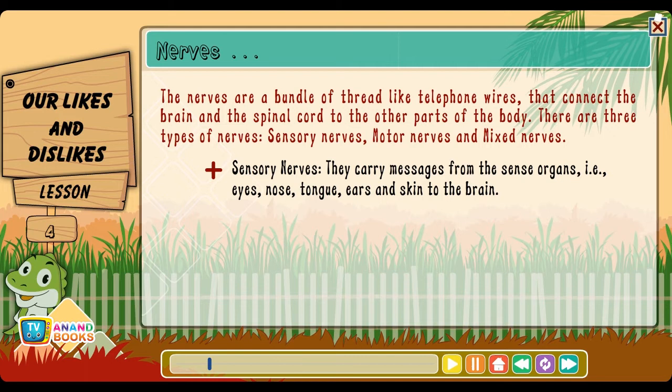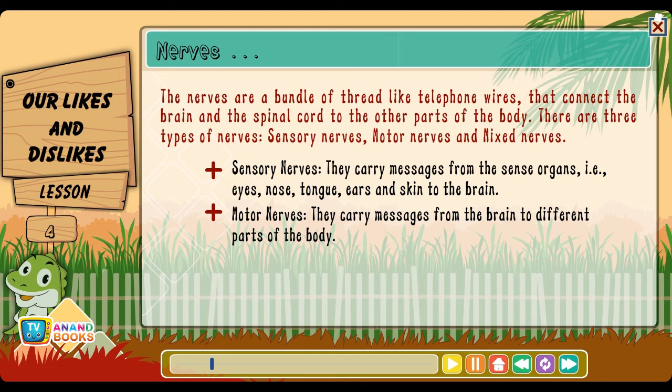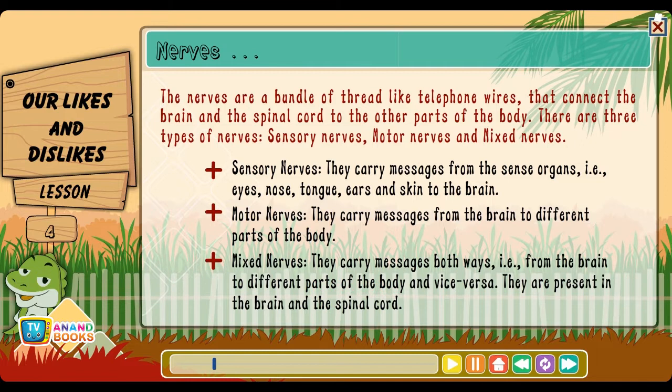Motor nerves. They carry messages from the brain to different parts of the body. Mixed nerves. They carry messages both ways, that is, from the brain to different parts of the body and vice versa. They are present in the brain and the spinal cord.